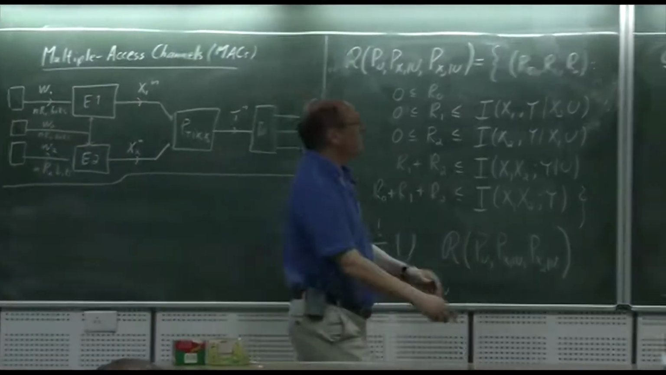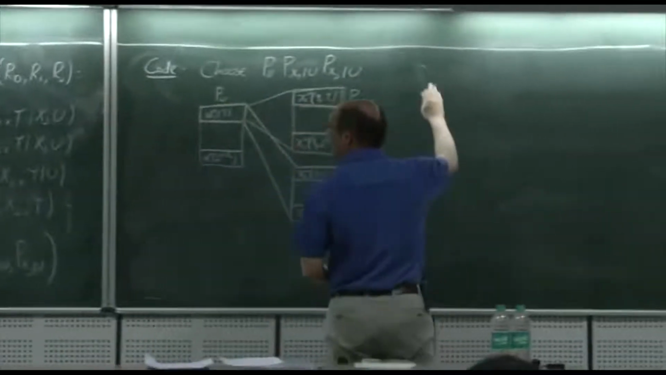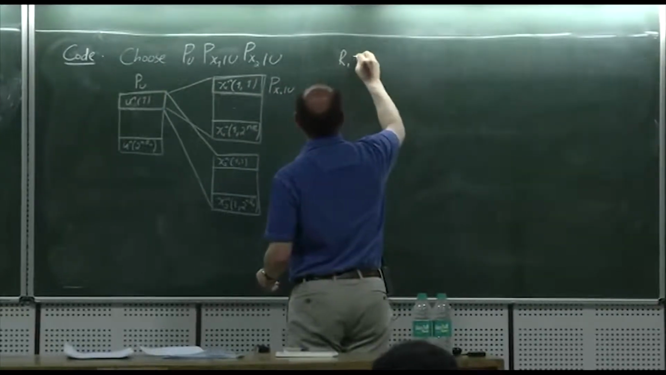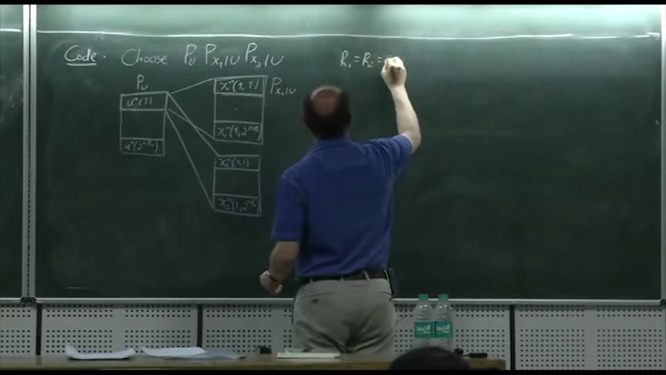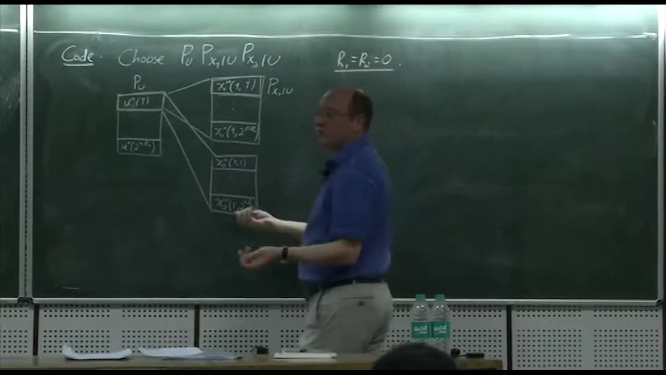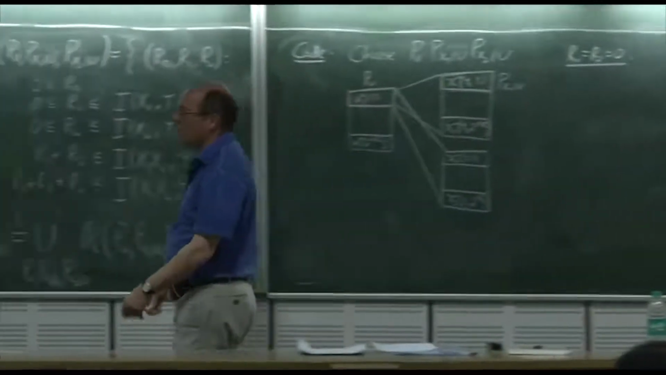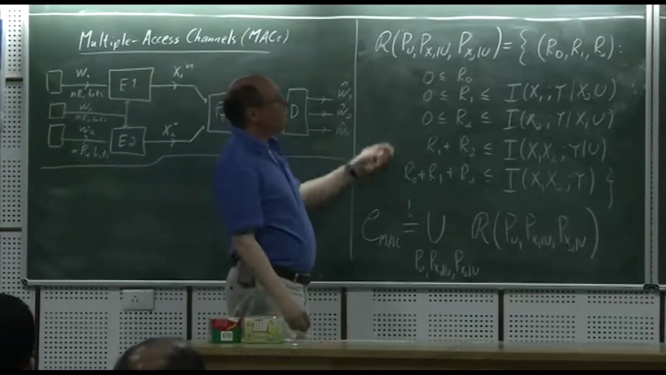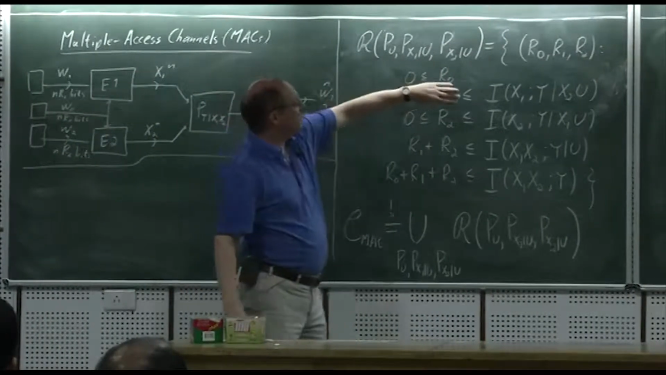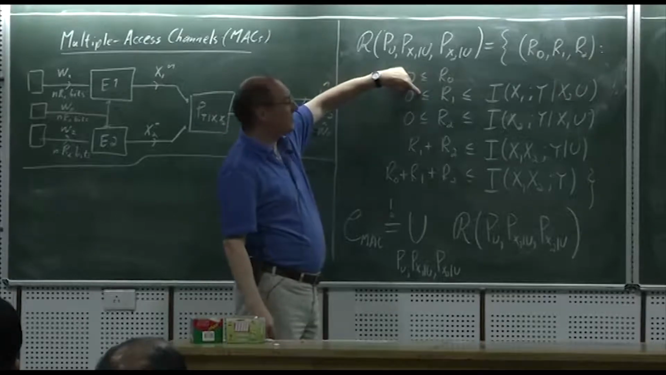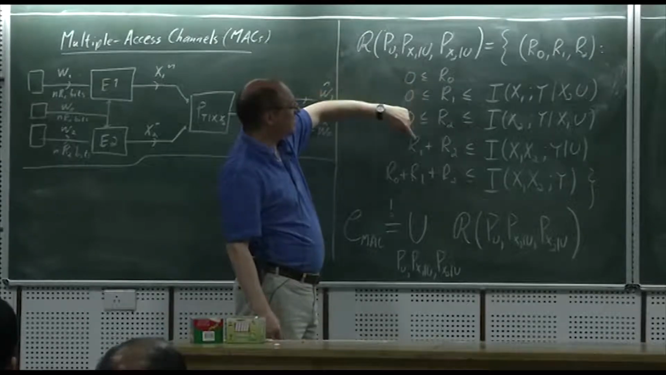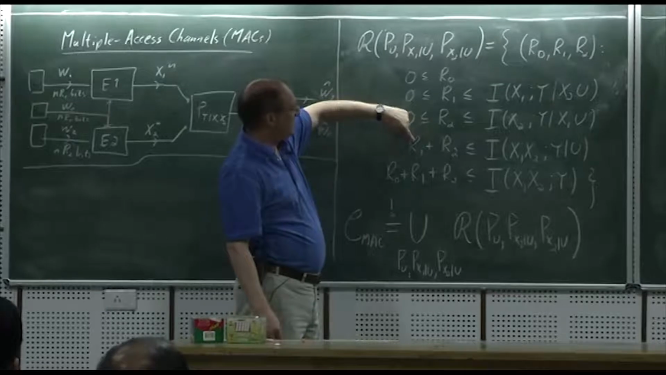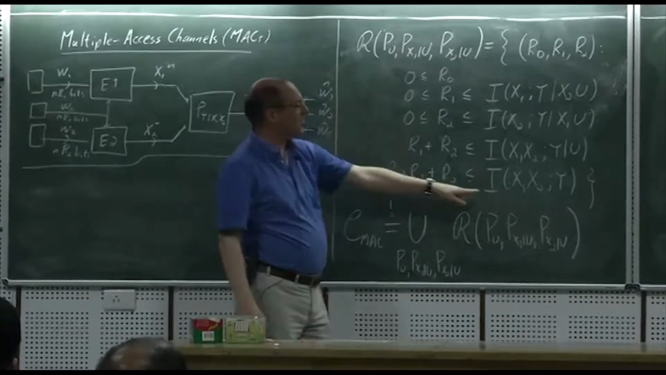So let's try that. Let's look at the case R1 equals R2 equals 0, as a first starter. And hopefully we'll just get the two-to-one antenna capacity region. Well, if we look at this region, if R1 is 0, this bound is satisfied, these bounds are satisfied, and so I'll just get this bound on R0. Aha, it has the right form, right?